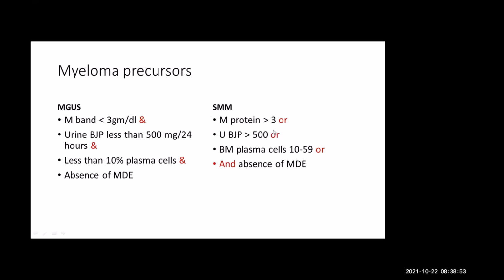And you have smoldering multiple myeloma, which is in between MGUS and multiple myeloma, where your M protein is more than 3, or you have BJ protein more than 500 milligram per 24 hours, and bone marrow plasma cells between 10 to 59%, and obviously there is no myeloma defining event. So this becomes smoldering multiple myeloma, and obviously plasma cell percentage more than 60 is one of the SLiM criteria. More than 60% will become active multiple myeloma as per the current definition.